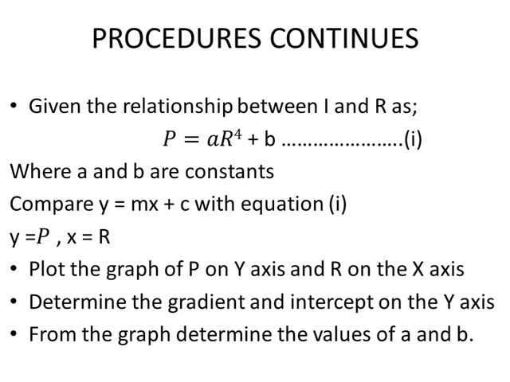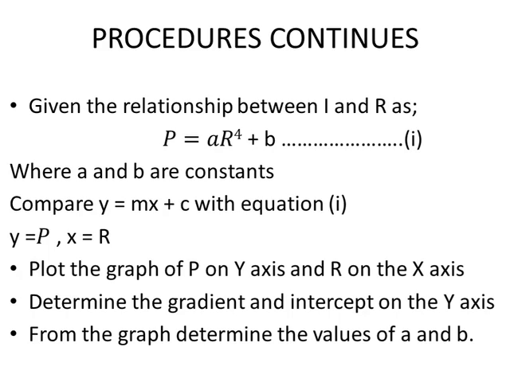Continuation of the procedure, it says given the relationship of P, I and R as P equals a, small letter a, R raised to power 4 plus b. Then when you linearize, remember we did linearizing in first semester. By the time you linearize P equals aR^4 plus b, it means that your P will be what you plot on your y-axis, and your R raised to power 4 will be on your x-axis, depending on what you are being asked to do.